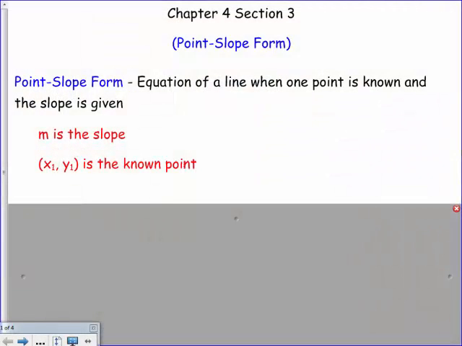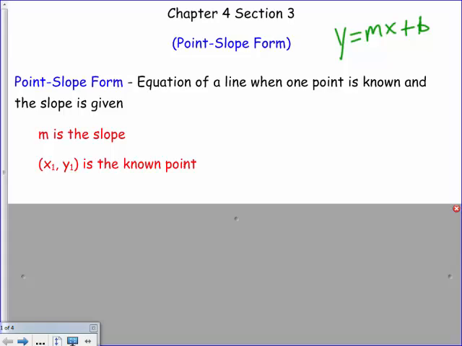So far we've just dealt with slope-intercept form, which again is y equals mx plus b. But that's really only convenient when we either know the slope and the y-intercept or want to know those two. So if I don't know the y-intercept, we have other forms that are useful. So for example, what we're going to learn today is what we call point-slope form.